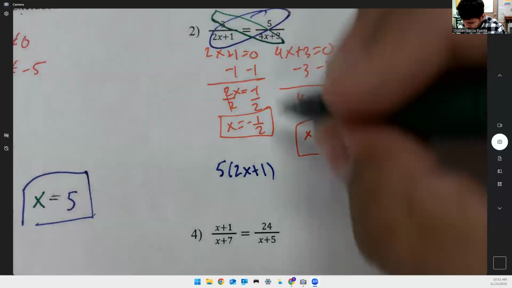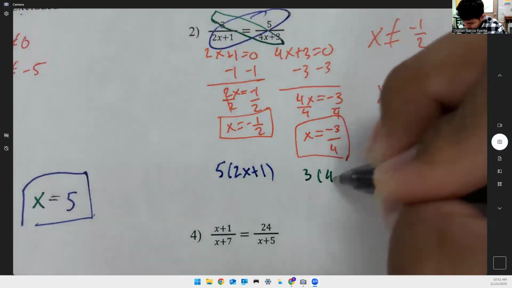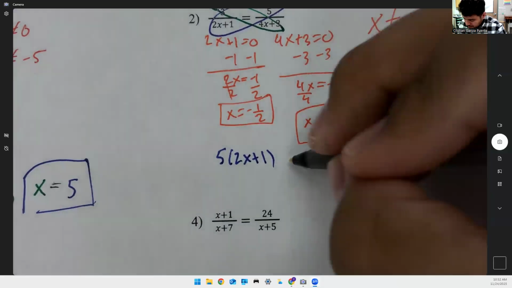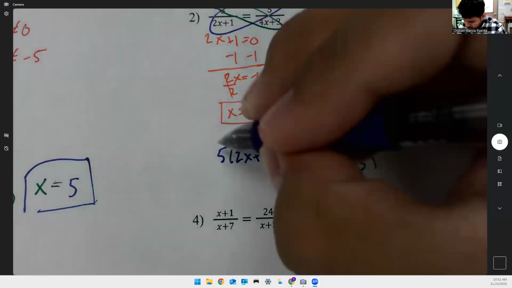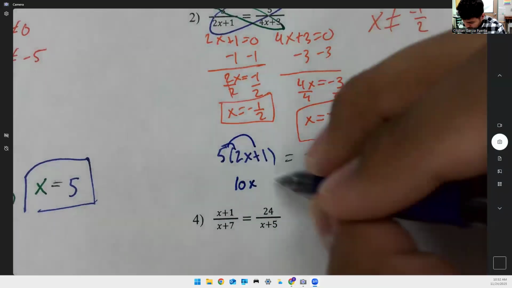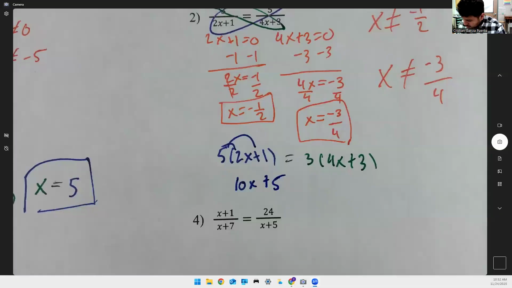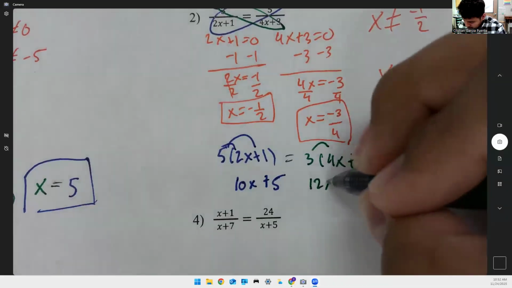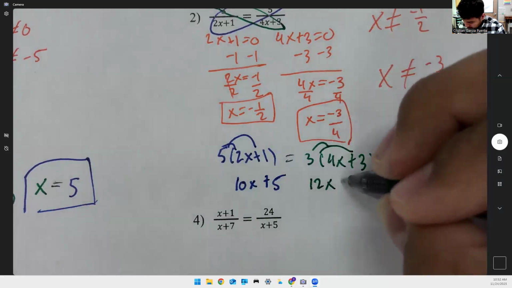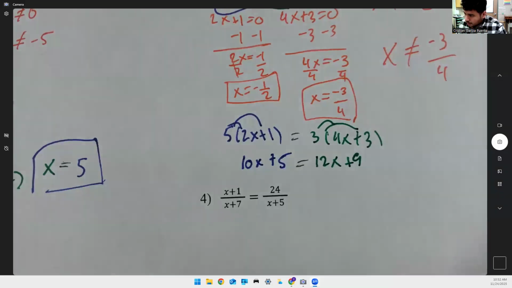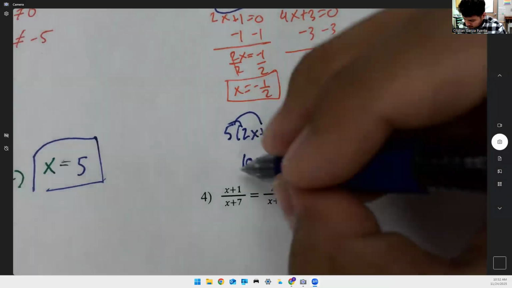And then you have 3 and 4x plus 3. And then make them equal to each other. So 5 times 2x is 10x. 5 times +1 is +5. 3 times 4x is 12x. And 3 times 3 is 9. Equals. Now, subtract 10x on both sides.